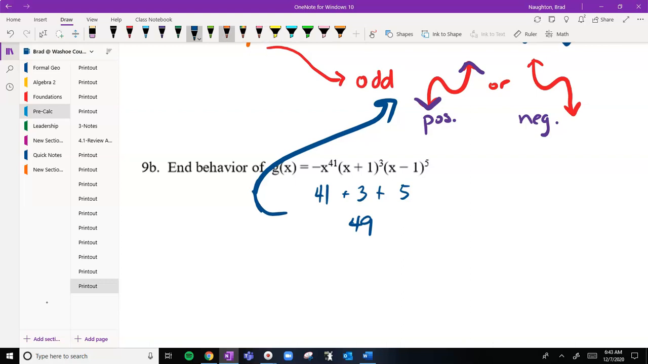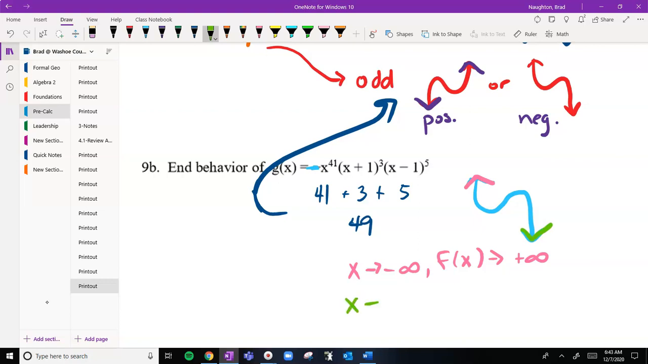Alrighty. So again, I have to look at this. Is this a positive or negative? Well, this is a negative. So that means my graph is going to look like this. On the left-hand side, that left-hand arrow there in pink is going up. So x approaches negative infinity, which means the left, the arrow's pointing up, so f of x goes to positive infinity. And then this is my right-hand side. When x goes to positive infinity, my f of x is going down, so that's negative infinity. And there's our end behavior. Nice and easy peasy lemon squeezy.